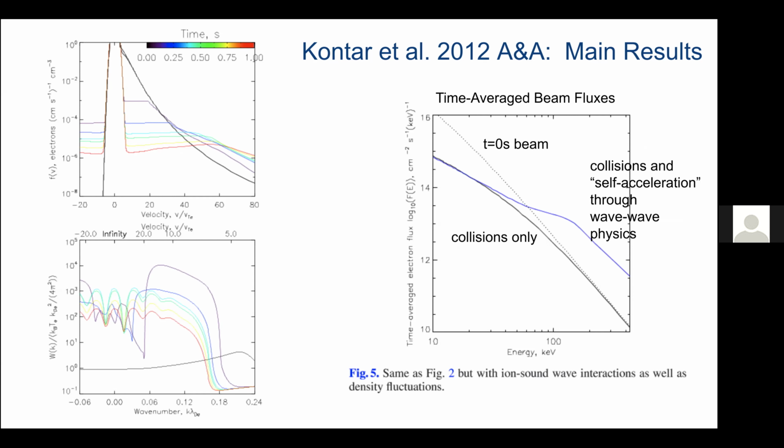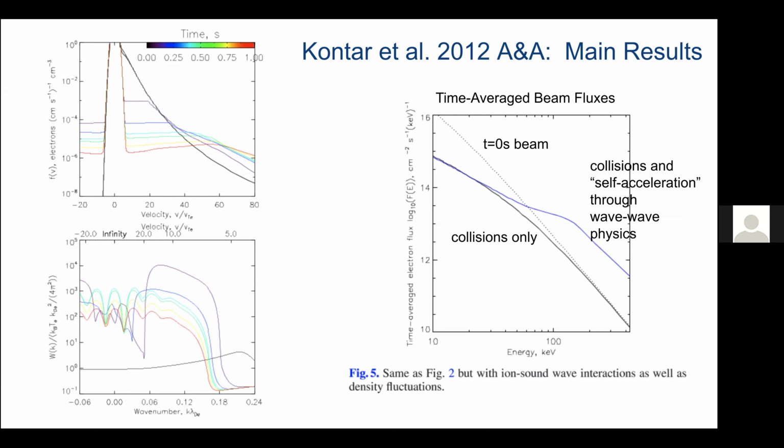Here is the evolution of the Langmuir wave energy. Initially, this is the wave number, and you can see the accrual of small wave number as time goes on. Here are different beam predictions after 1 second. We have the initial beam distribution function versus energy. So the electrons extend from 10 keV to hundreds of keV.